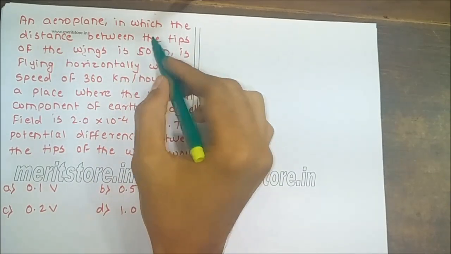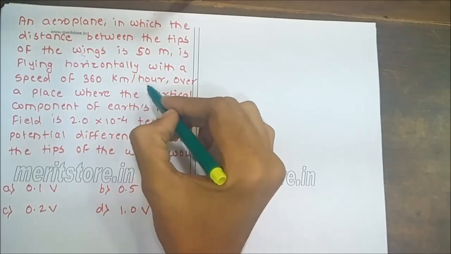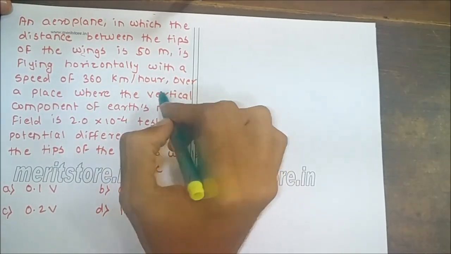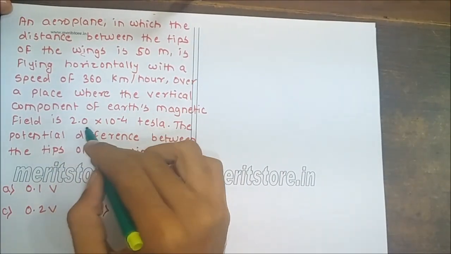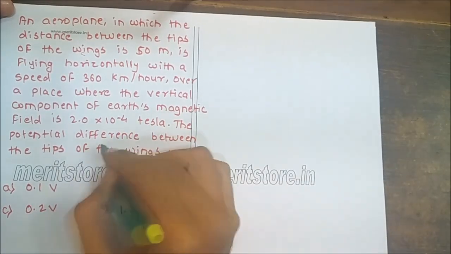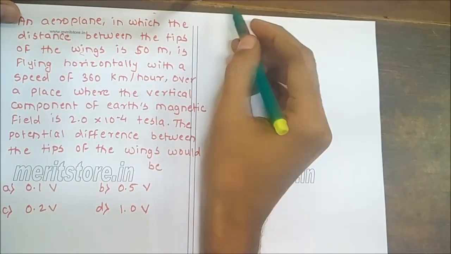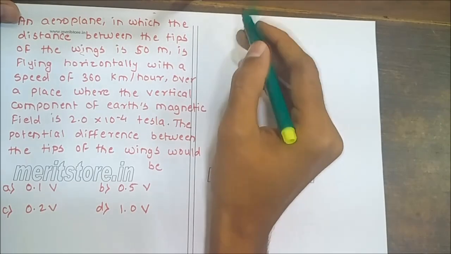An aeroplane in which the distance between the tips of the wings is 50 meters is flying horizontally with the speed of 360 kilometers per hour over a place where the vertical component of the Earth's magnetic field is 2 into 10 raised to minus 4 Tesla. The potential difference between the tips of the wings will be 0.1 volt, 0.5 volt, 0.2 volts or 1.0 volts.